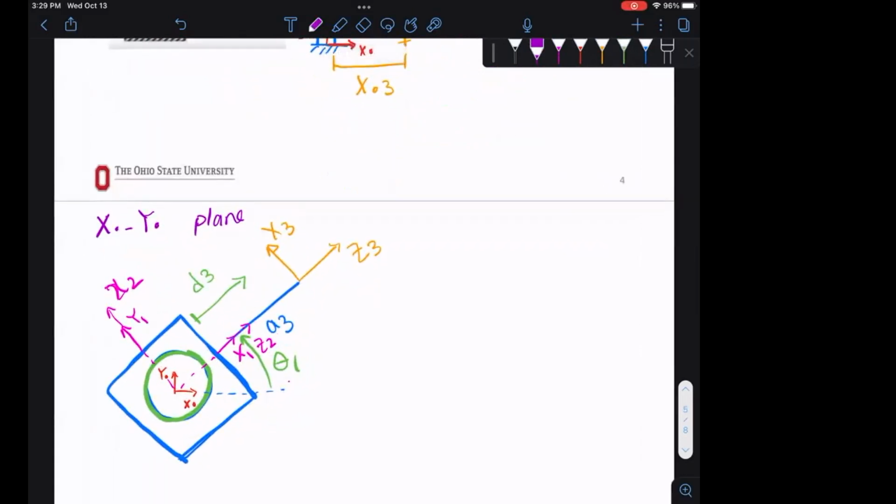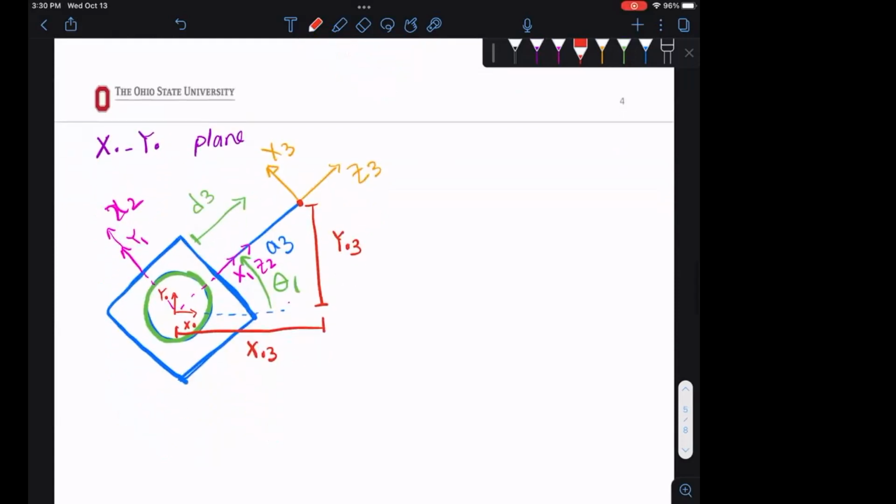Now let's just start with D3. How can we find D3? Like what relationships do you see here? Let me add one more thing, maybe that will help. Here, this is Y03, and this one is X03, right? This is the end effector, and this is the position. So what relationship can you write to find D3? Yes, Justin.